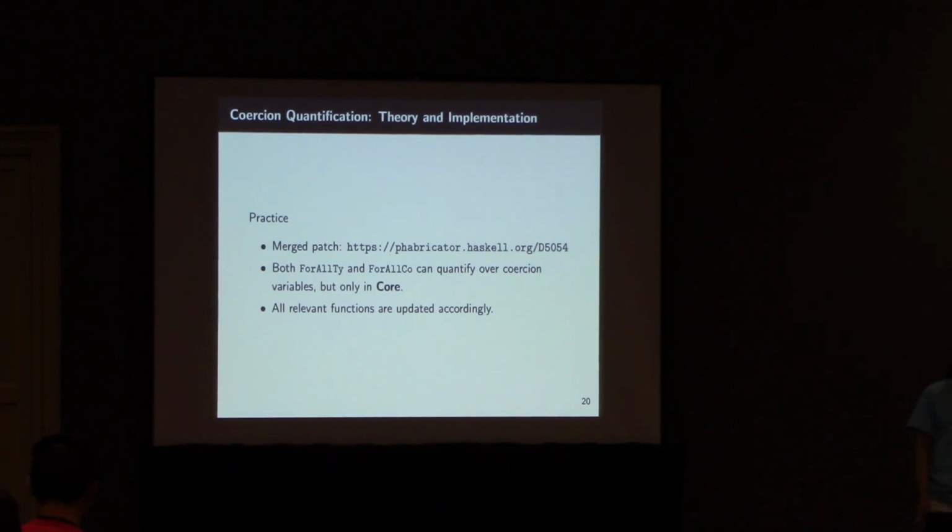The second contribution of our project is we implemented coercion quantification inside GHC. You can find our code in this patch, number 5054. After our patch, now both forall types and forall coercions can quantify over coercion variables, but only in Core, not in source Haskell. And we have updated all relevant functions accordingly.